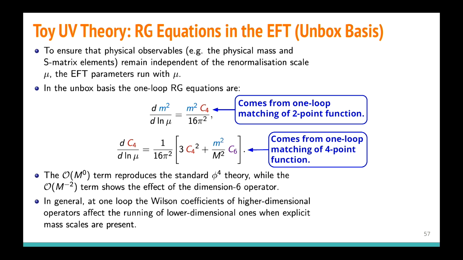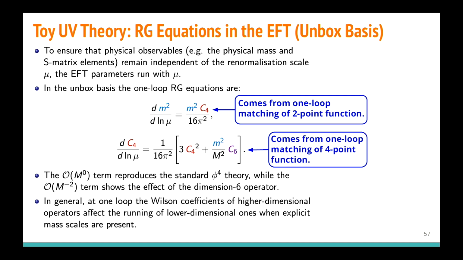This we get from the 2-point function, and this calculation when we do it from the 4-point function, which I did not include, I can include it in the backup slides, my handwritten sketch. So dc4 by d ln mu, we get 1 over 16 pi squared times 3 c4 squared plus m squared by capital M squared c6. So we see that there are two kinds of terms here. One is m to the power 0, which is this term and this term. This reproduces the standard phi-4 theory, while this additional m to the power minus 2 term shows the effect of the dimension 6 operator.